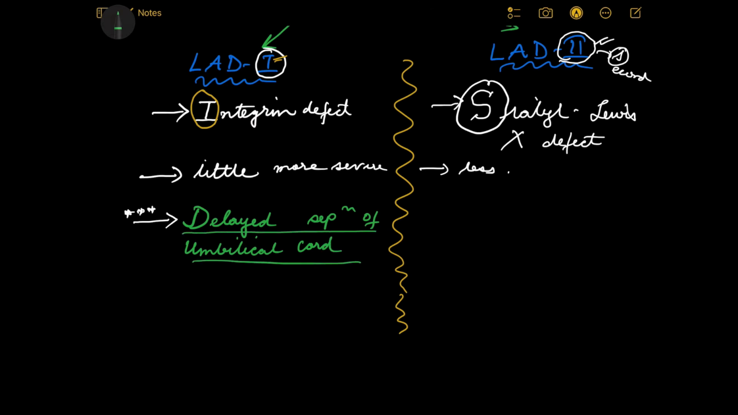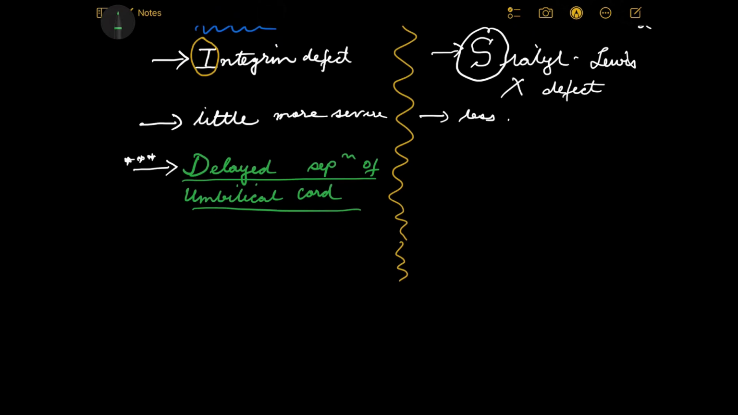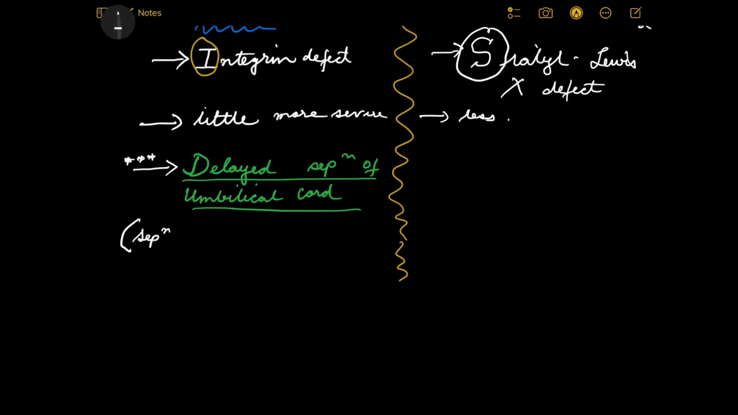Very, very important. If the child has LAD1, it has been seen that during childbirth there is a delayed separation of the umbilical cord. The reason for that is that separation of the umbilical cord would actually mean that there is a local ischemia. This local ischemia would mean that there is a local inflammatory process going on, local inflammation.